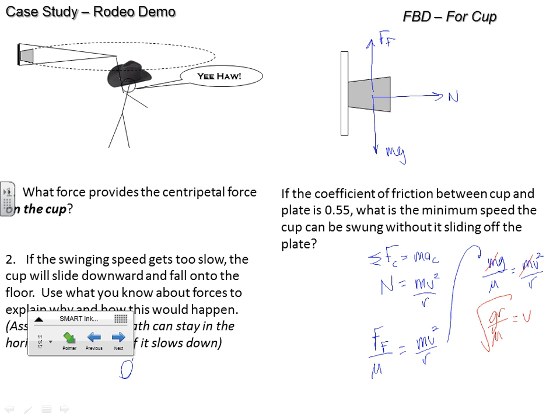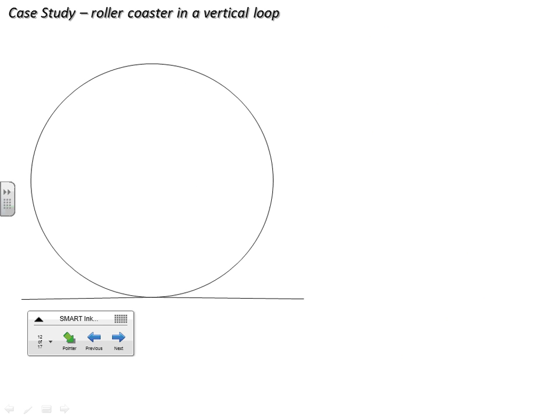The free body diagram is really the key here. So these are not too bad. Again, these horizontal ones are the two hard ones. Now, when you get to vertical circles, things get a little tricky. So let's look at, say, a roller coaster loop. What we want to be able to do is analyze forces in three different locations.